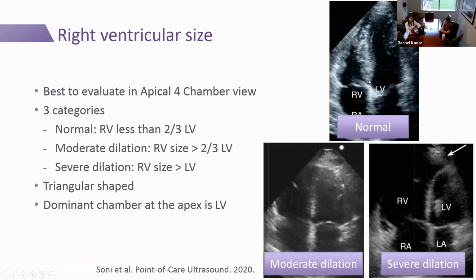So here you can see the right ventricle is normal. It's 2/3 the size of the left ventricle. It's triangular shaped. And the dominant chamber at the apex is the left ventricle. Down here with moderate dilation, they're both about the same size. As you can see, this right ventricle is not really triangular shaped anymore. It started to kind of balloon out and become almost circular. And the apex is almost split. Here, in this one where it's severely dilated, that right ventricle is actually bigger than the left ventricle. It's ballooning out, and it's also almost starting to take over that apex. You'd obviously want to make sure that your probe is not switched.